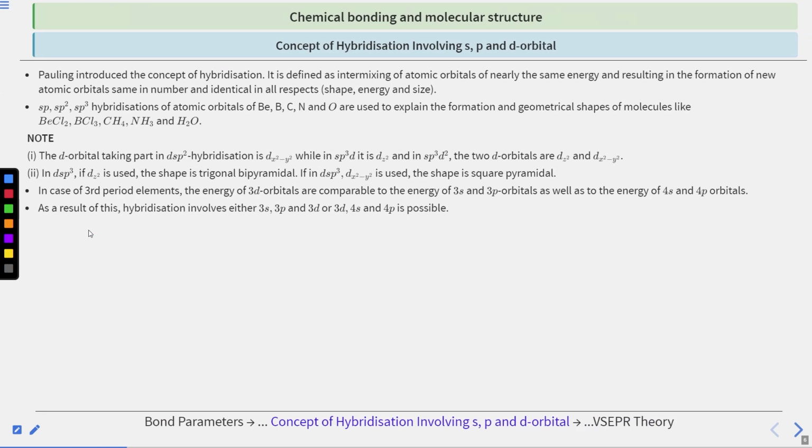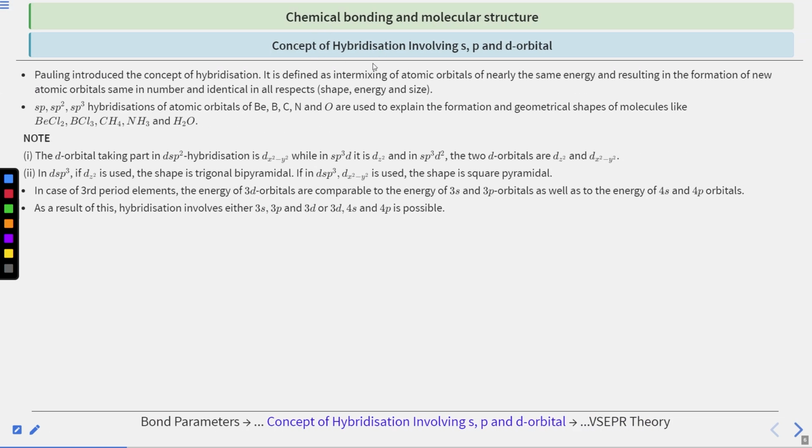Moving on to the concept of hybridization involving s, p, and d orbitals. Pauling was the scientist who introduced the concept of hybridization. It is defined as the intermixing of atomic orbitals of nearly the same energy, resulting in the formation of new atomic orbitals, same in number and identical in all respects like shape, energy, and size.